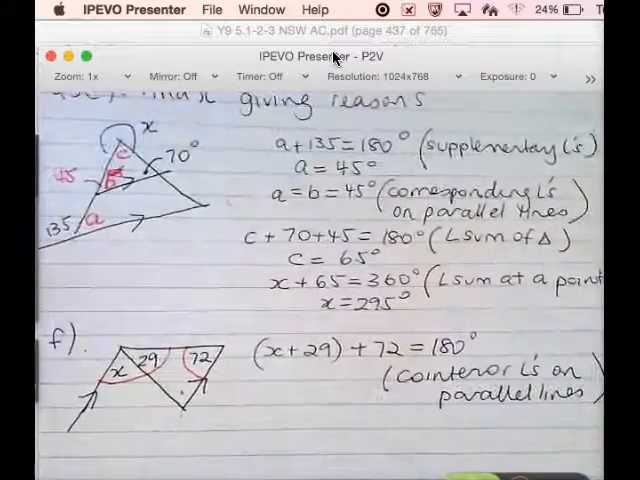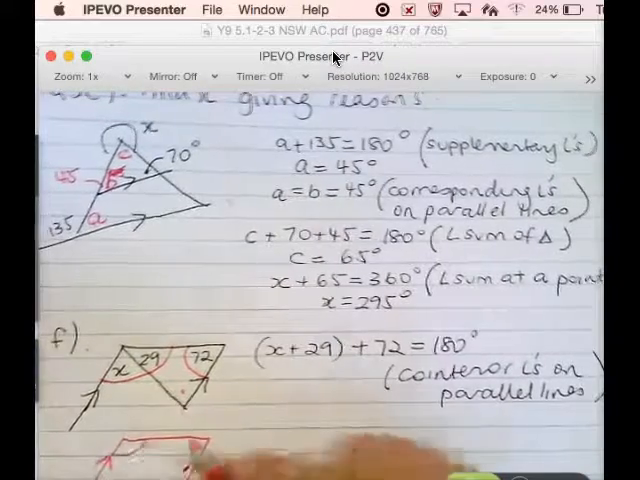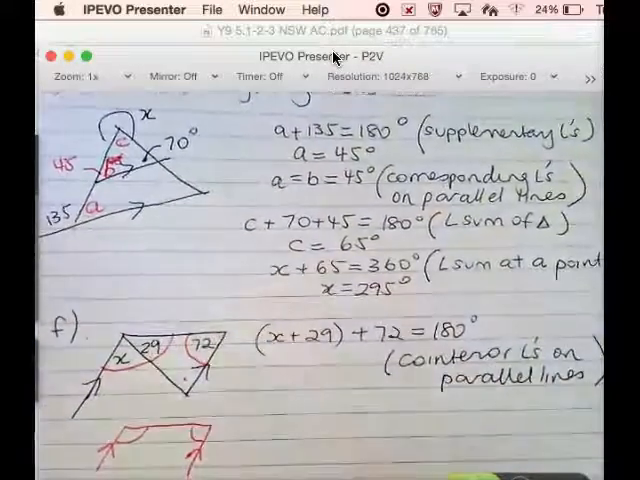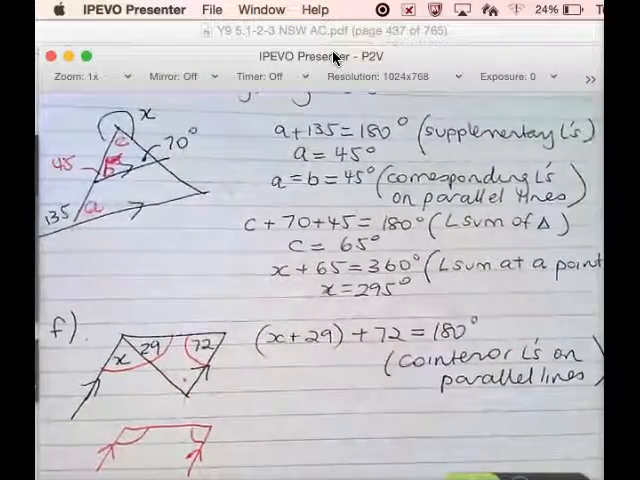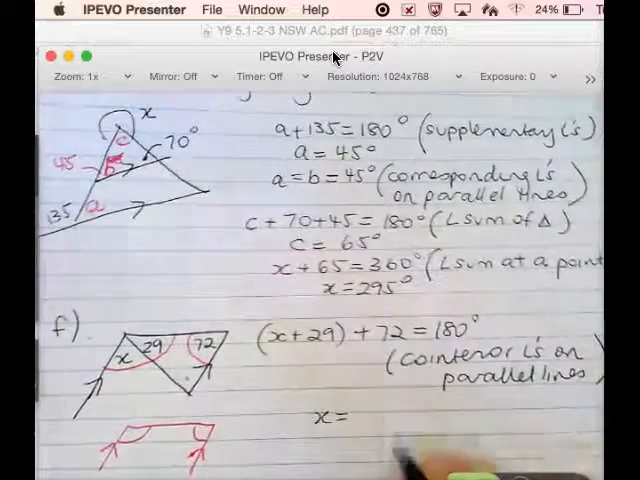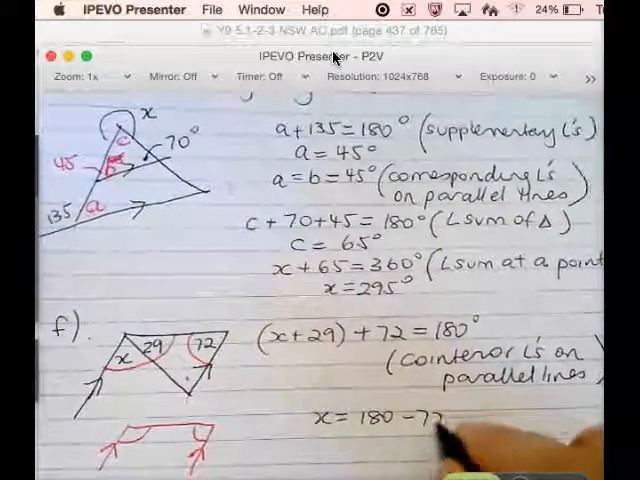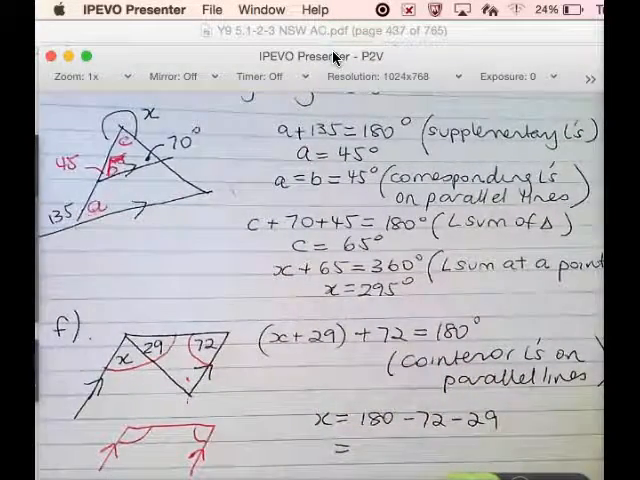Girls, can you see that? It really is just like this, that, and that. That's all I've done. So X plus 29 plus the 72 is 180. They're co-interior angles on parallel lines. Therefore, X is 180 minus 72 minus 29, which is 90.